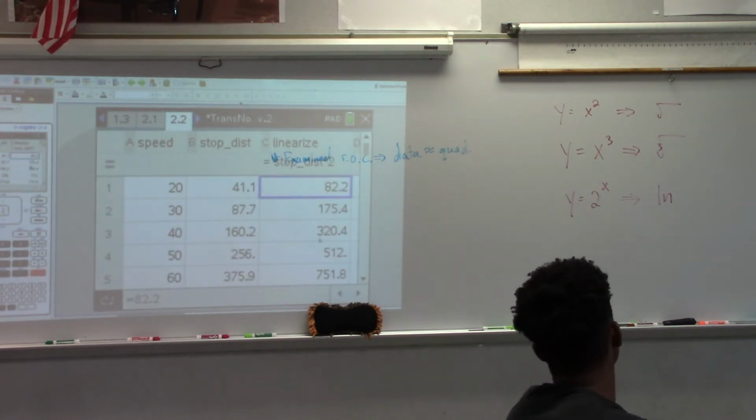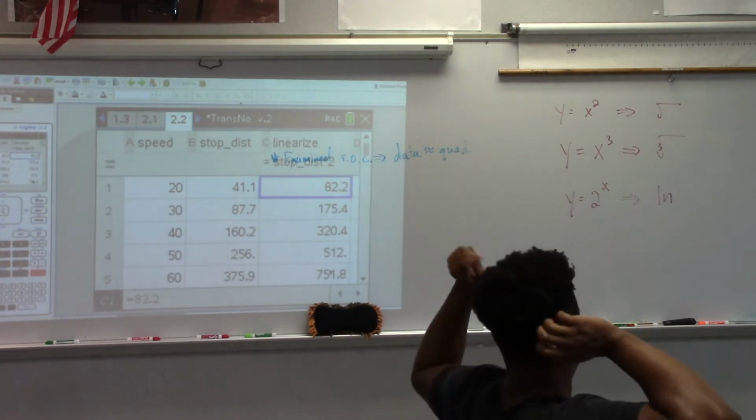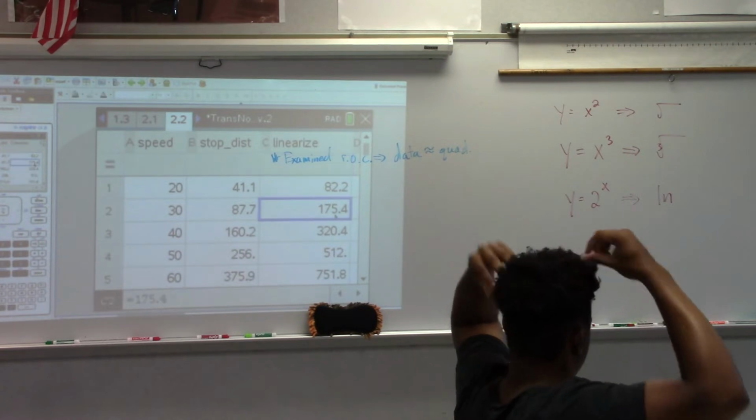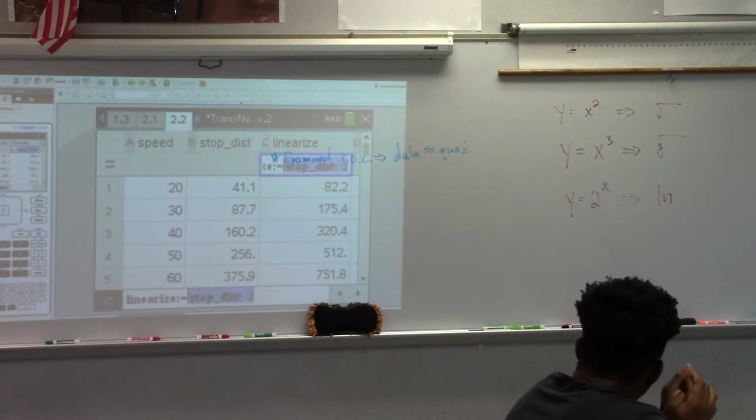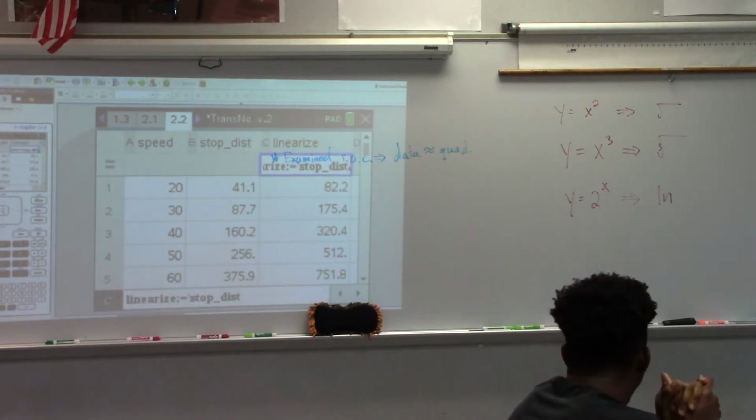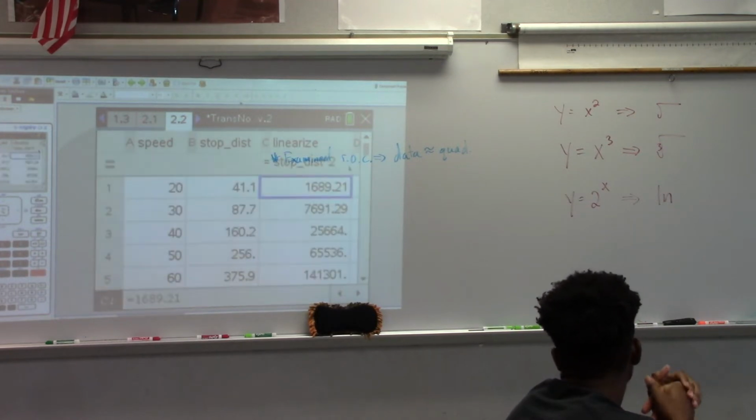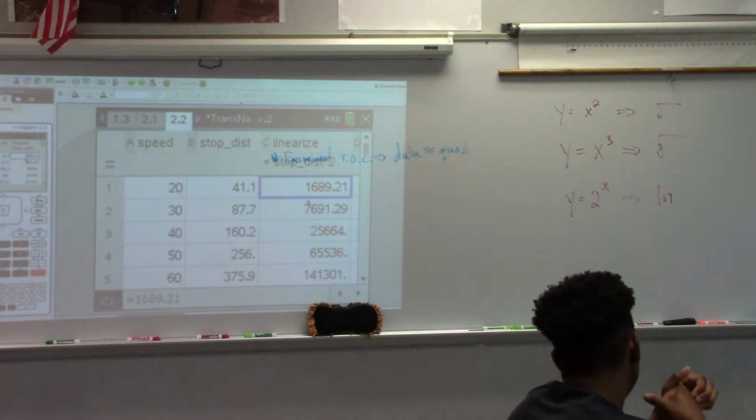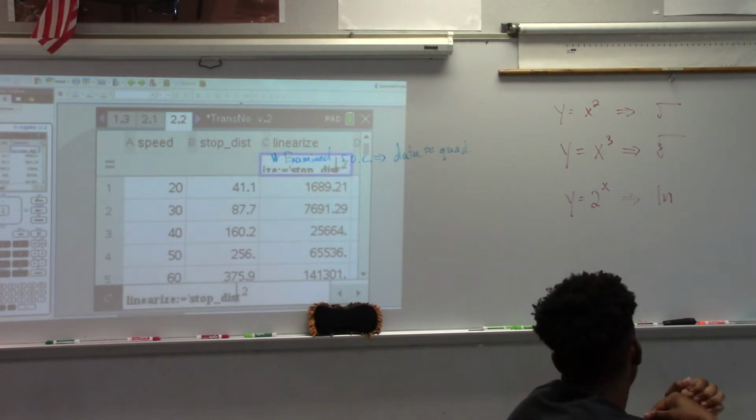Is that adding the same amount every time? No. Okay, what about if I squared it? Let's look at that. So instead of times 2, let's square it. What does that look like to you? Does it look like it's constantly adding the same amount every time? Went from 1700 to 7700 is about plus 6,000. Then it jumped up to 26,000. Yeah, that ain't linear.